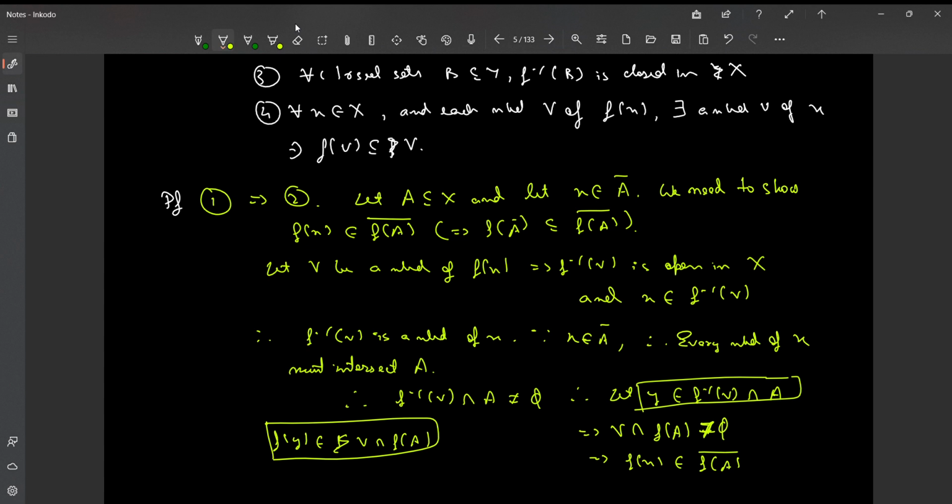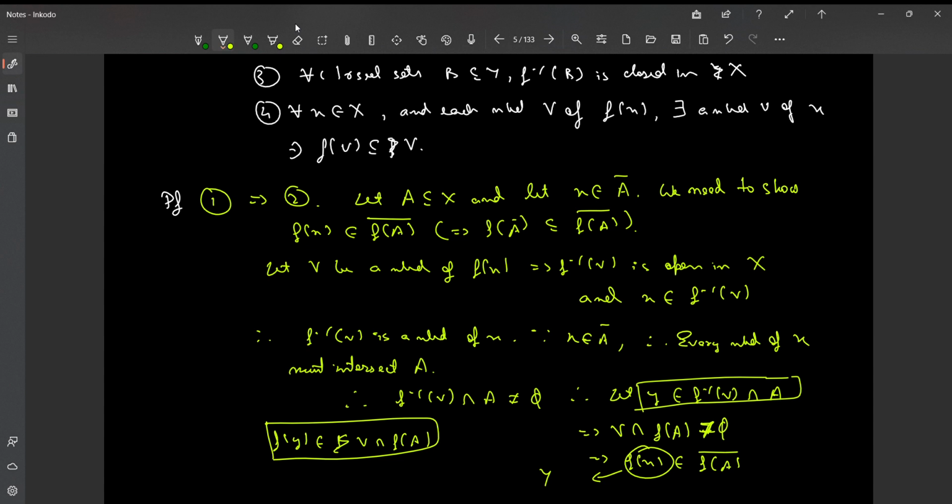But if V intersection fA is non-empty, and V was an arbitrary neighborhood of fx, that means every neighborhood of fx must intersect f of A, right? x is an element from A closure, and fx was the image of x.